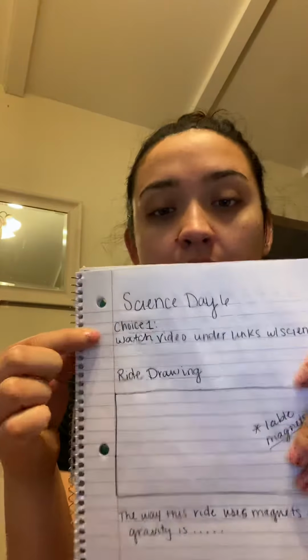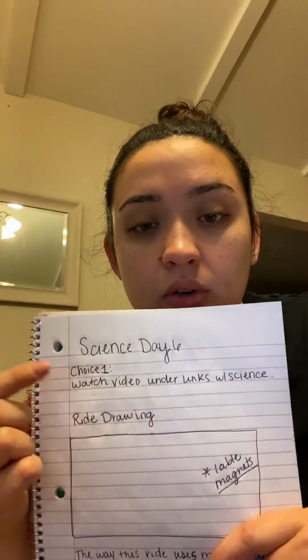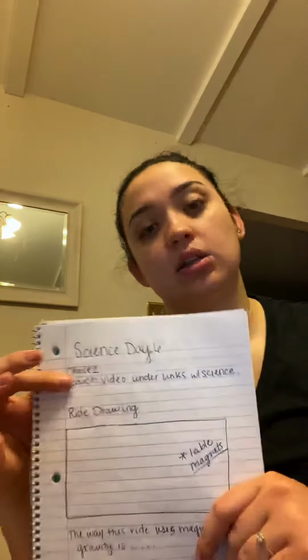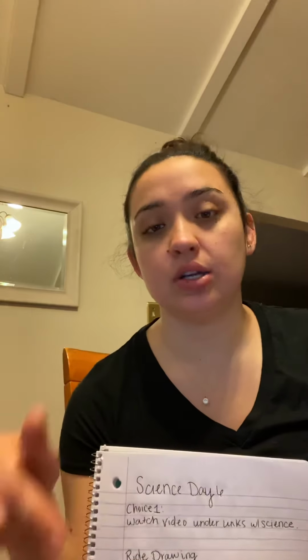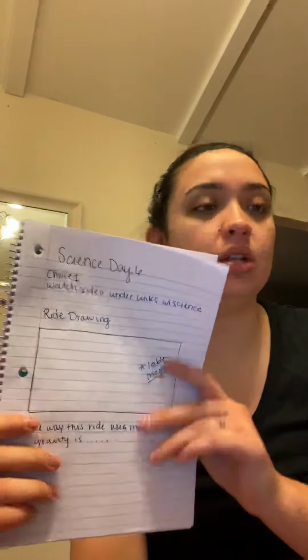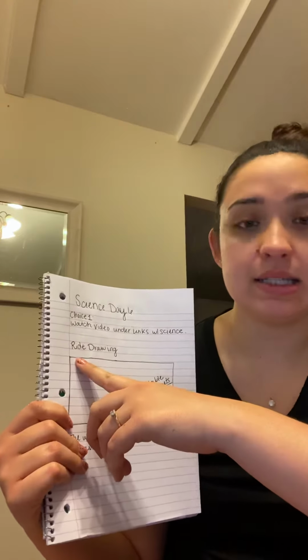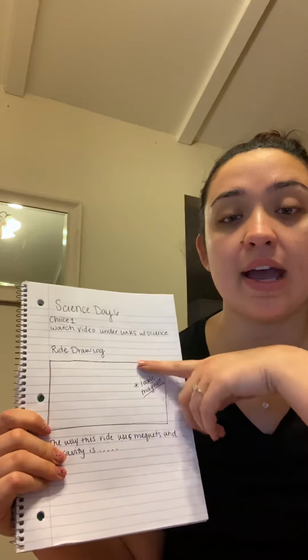The choice 1 activity, I have your journal entry for you, what you would be doing. So choice 1, you're going to watch the video under the Science Week link. After I post this video link, underneath this video link, I'll have the science video about magnetism and gravity. Then you're going to have your ride drawing.